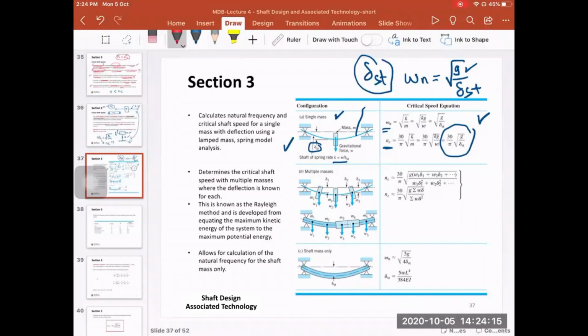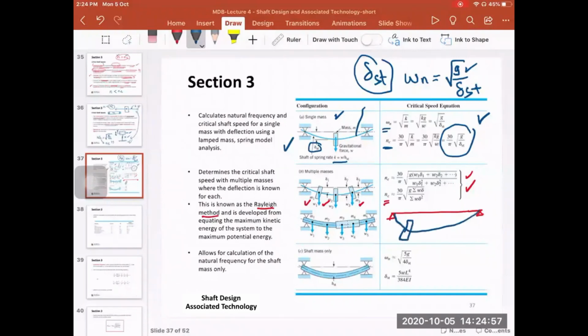So we can then use what's called Rayleigh's method, where you have mass 1, then mass 2, mass 3, mass 4, and so on. Then you can use these two equations to calculate the natural frequency and the critical speed. The idea here is that we use the superposition method. The superposition method means that we are going to consider one mass at a time. So for example, you just consider that you have a single mass, which is M1.